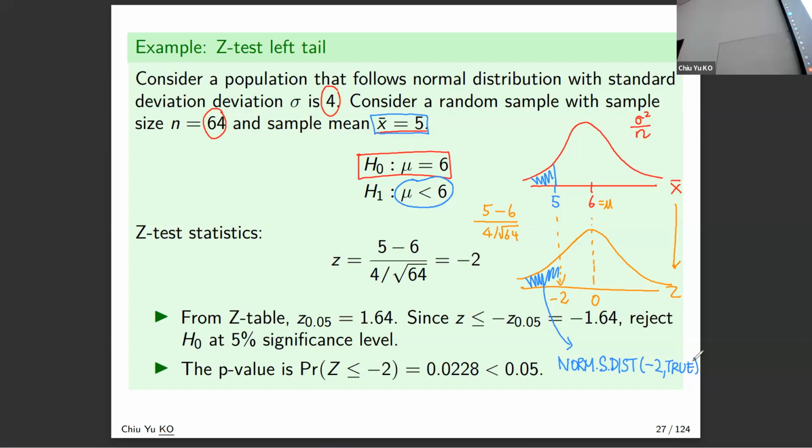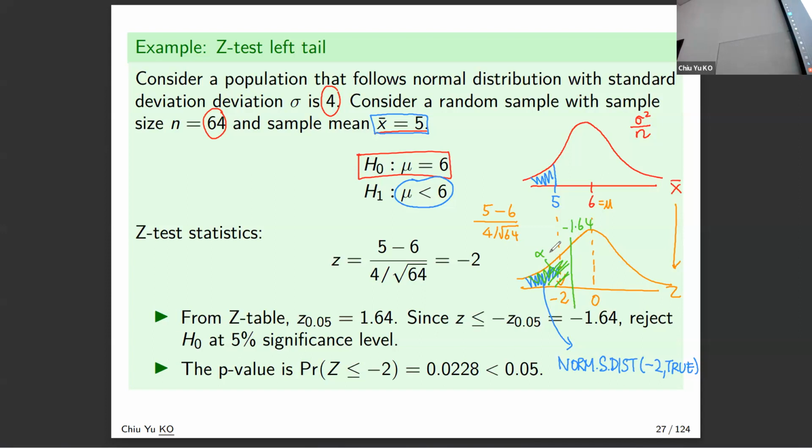And of course, you can do the critical value method, right? Looking at where is 5%, and it turns out to be like this. It's -1.64 that gives us 5%. This is the alpha, right? It's 1.64. Okay. And either you say this value is more extreme than the critical value, then you reject, or use the p-value. Okay.